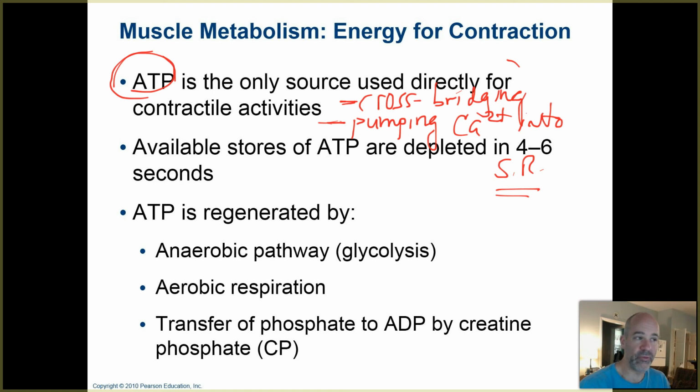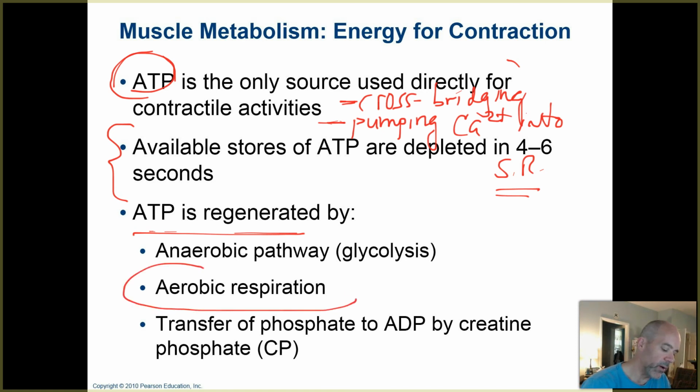All right, so this is interesting. You always have lots of ATP molecules floating around in a muscle fiber, but if you look here, they're used up in about 4 to 6 seconds, so very quickly, because they bust through it so quickly. So muscle fibers have to regenerate ATP all the time, and they've got some options for doing that. 3 major options. One of those is aerobic respiration.